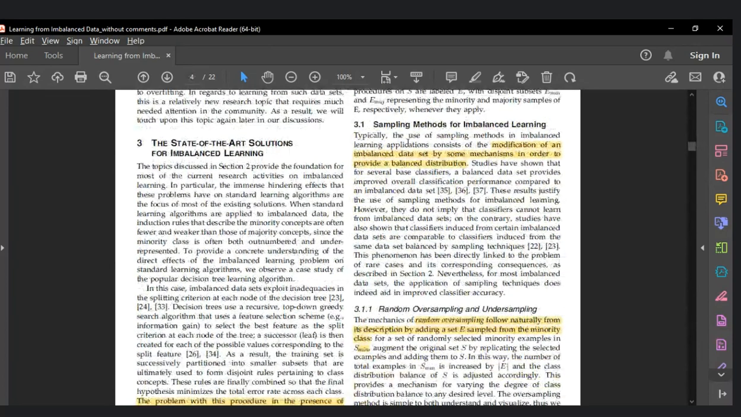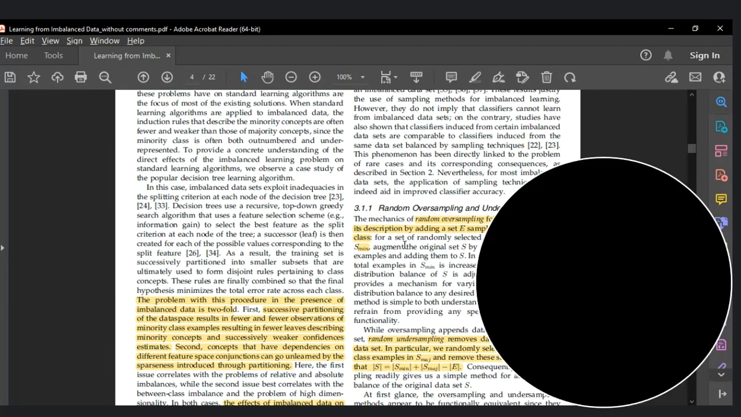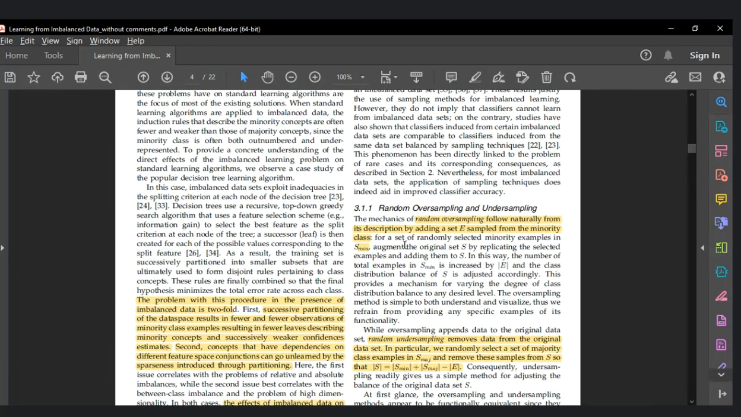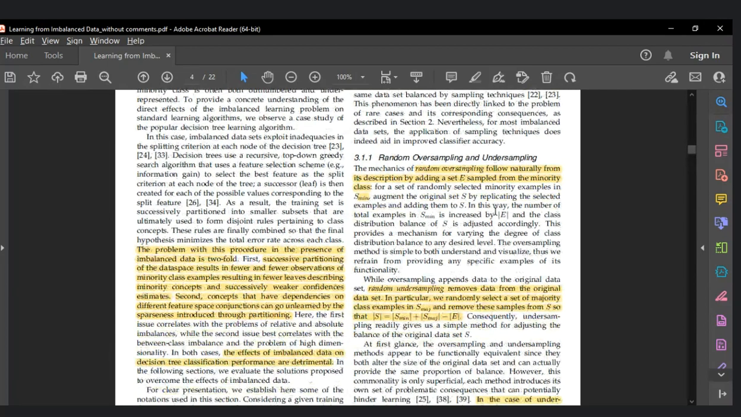In terms of tackling the problem of unbalanced data sets, there are two basic techniques: oversampling and undersampling. Oversampling is when you want to increase the number of minority class examples so that your data set is balanced. Essentially, you're randomly oversampling the minority class, creating duplicates of those minority class examples. On the flip side, undersampling is where you randomly pick some majority class examples and remove the rest of the examples that were not picked up by that random sampling.